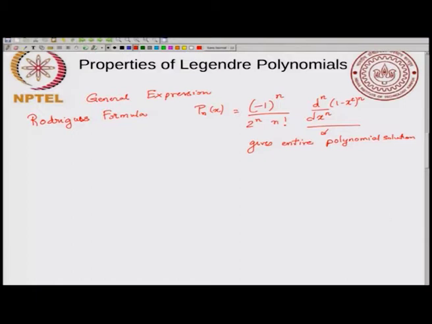We can just try a few to make sure that we are consistent with what we had. If n equal to 0, then P0 of x is equal to, now all these constants will just become 1. The 0th derivative is nothing, you do not take any derivative, and 1 minus x square raised to 0 is also 1. So this is just 1, and it matches what we had earlier. Then n equal to 1, then you have P1 of x. So you have minus 1 raised to 1, 2 raised to 1, that is 2, and 1 factorial is 1. So you have 1 over 2. Now what you have is d by dx of 1 minus x square, which is just minus 2x. So minus 2x times minus half is equal to x. So P1 of x is equal to x.